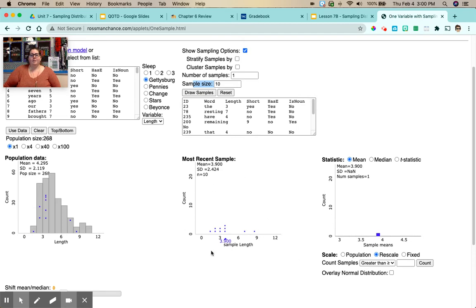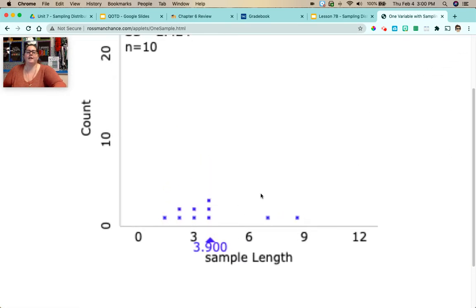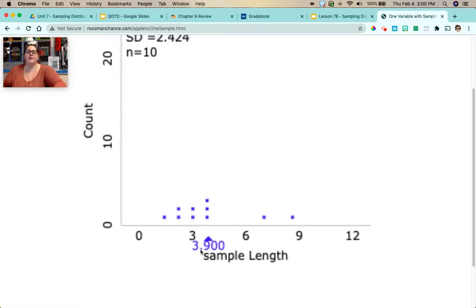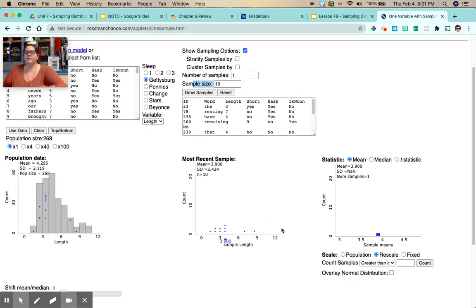Right, and what it does is it shows me what were the actual lengths of the words in the sample that I chose. It gives me the mean of the length of those 10 words, and then it puts the mean on this new graph over here. And I can keep doing that. I just picked a second sample. Its mean is up here at 4.3.